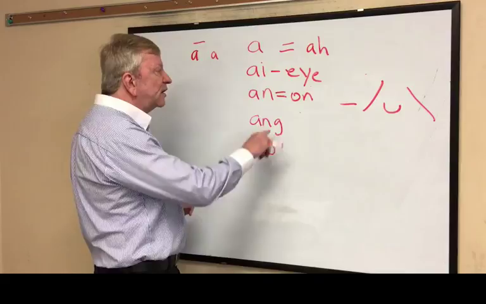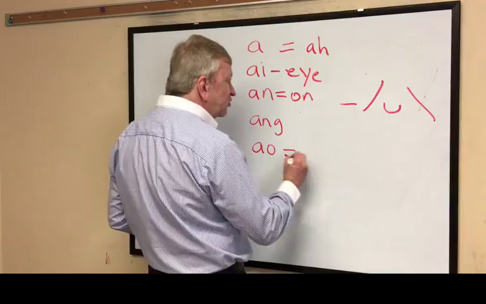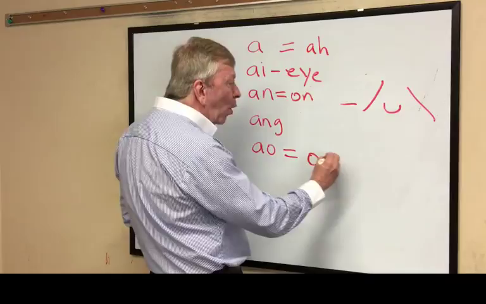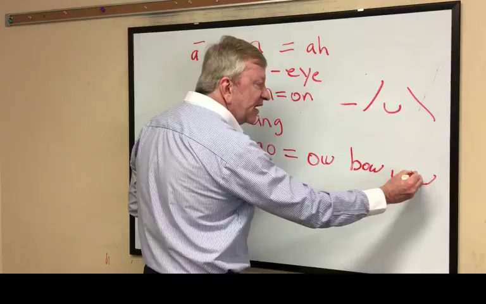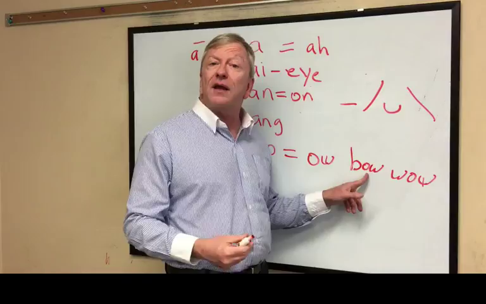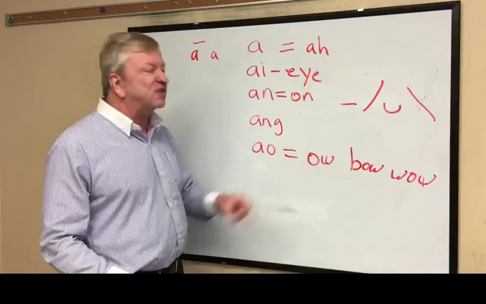This last pinyin word in the A category is the word ao. It's like the English ow, like ow, that hurt, or bow wow, which was the first word that my daughter learned how to say after she learned how to say mama and dada. She learned how to say bow wow because our neighbor had a dog that would run in the backyard. So this ao in Mandarin is pronounced like the English ow, and it sounds like this.